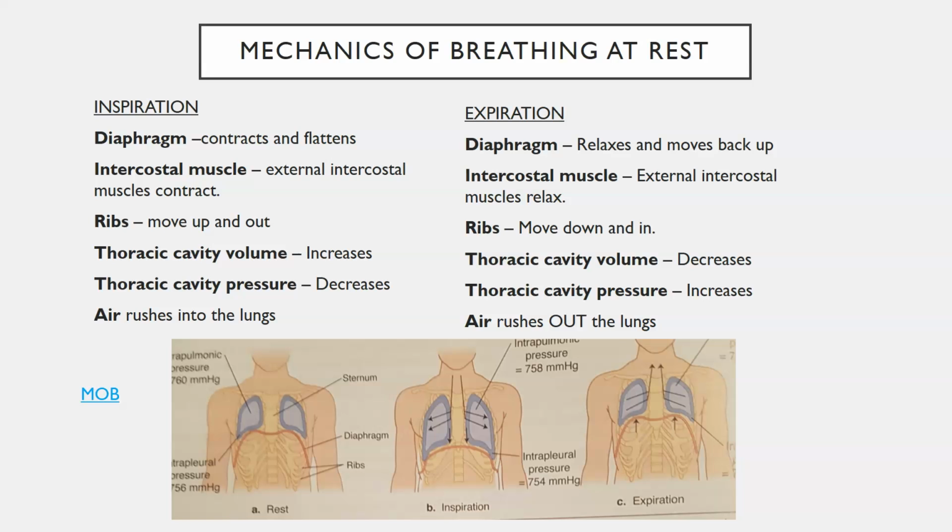If you sit there and hold your ribs and your thoracic cavity area and you inspire, so you breathe in, you feel your ribs move up and out. You can notice that thoracic cavity volume has increased. If the volume has increased, the pressure has to decrease, and then you know that air has rushed into the lungs. Conversely, if you then expire, so breathe out, you can feel your ribs move down and in. You can feel that volume decreasing, which means the pressure increases, and then air rushes out of the lungs.